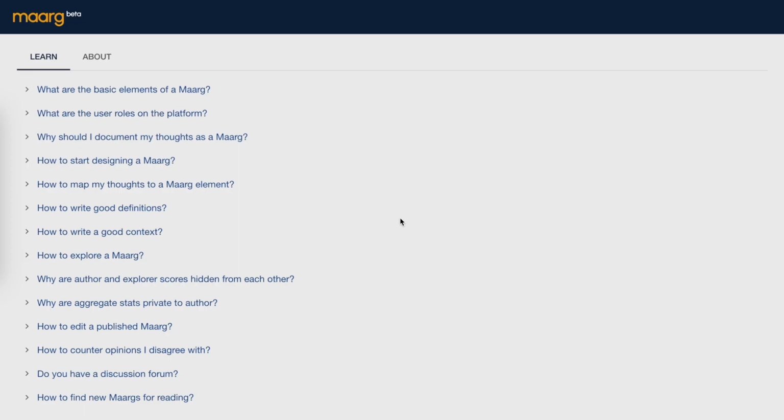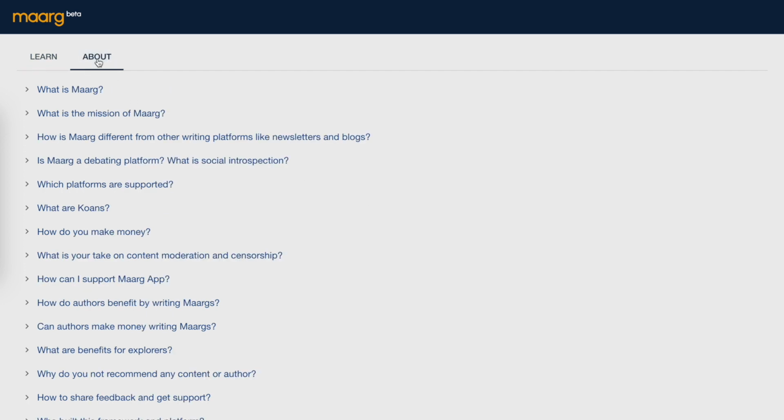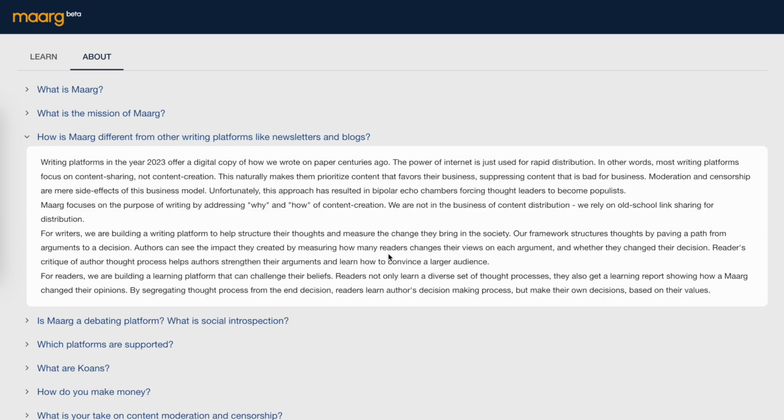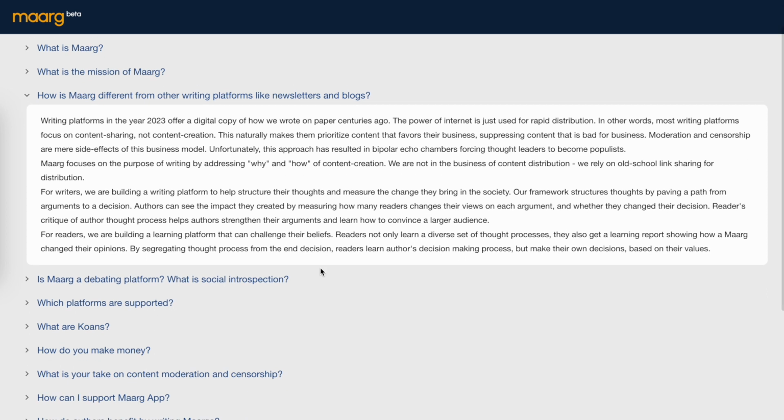So I hope by now you can see some differences between Maarg and the other writing and debating platforms. We are not a content distribution platform like social media or newsletters. Our goal is instead to build a decision oriented debating platform that does not just list pros and cons and does not necessarily divide us into two sides without really understanding the concerns of people who disagree with us.